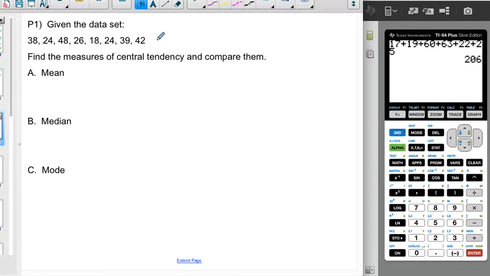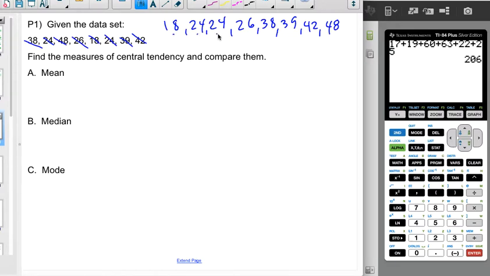So I look through here and I notice that the lowest number I have is an 18. The next number I see is I see two 24s. So there's 24 and a 24. I see a 26, 38, 39. So 38, 39, 42, and 48. And again, you don't have to cross things off, but I find it surprisingly easy to miss something if you don't. So here are my values.